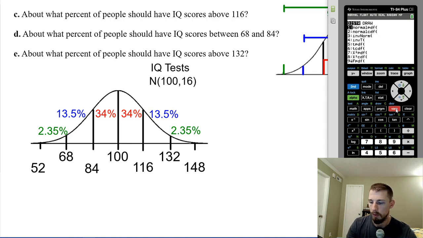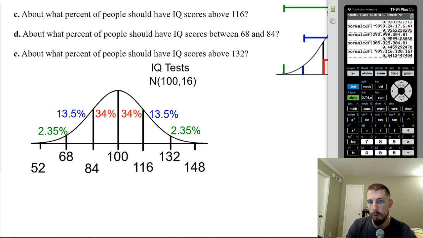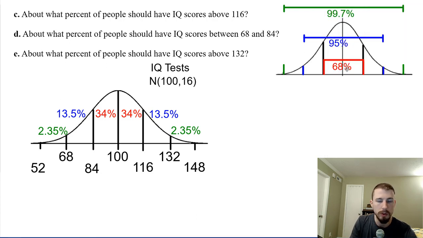So our lower bound, we're going to do negative, and I have to make sure I push the button on this one, so negative 999. The upper bound, we're going to do 116. Again, we could probably do a lower bound of 0, but whatever. Centered at 100 with a standard deviation of 16. Hit paste, and boom, so 84.13. So from our estimate from the empirical rule, we would just say 84%, but the actual value, you'd use the calculator. So I'm going to use the calculator on the other ones.